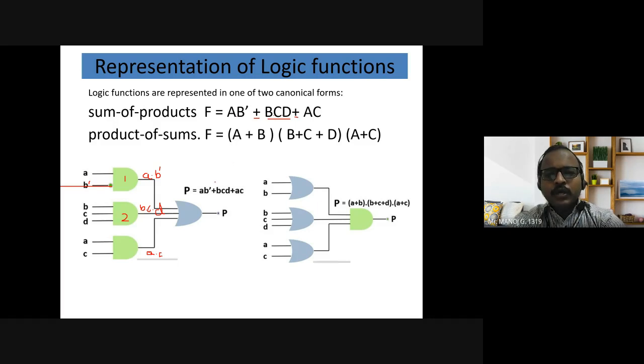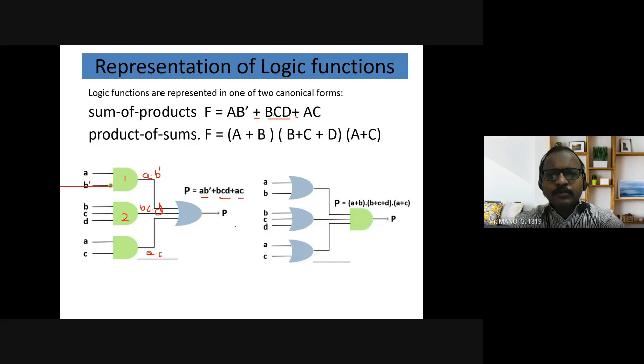This is all product, right? And you're using an OR gate. So your output would be A dot B bar plus B dot C dot D plus A dot C, right? So this is sum of product. Thank you, Ritvik. Or in short, it is called SOP.